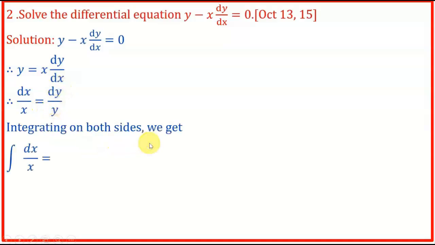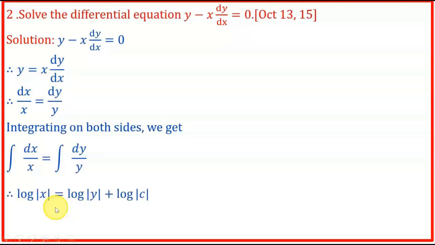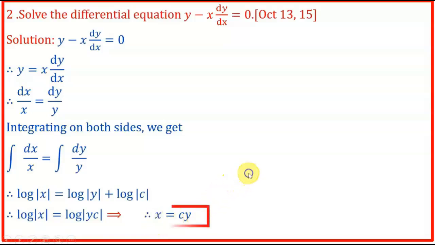Now integrating on both sides, integral dx upon x is equal to integral dy upon y. Its integral is log of mod of x is equal to log of mod of y. We take the constant in terms of the log, that is log of mod of c. And hence you will have log of mod of x is equal to log of mod of y into c. Now cancel the log sign on both sides, or you can take antilog on both sides. Therefore, you will get here x is equal to cy, and this is the solution.